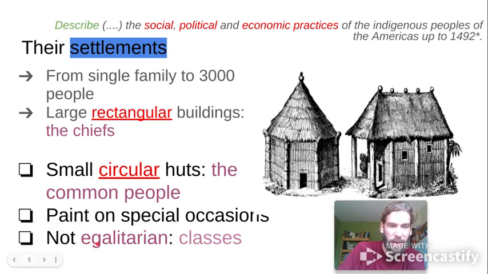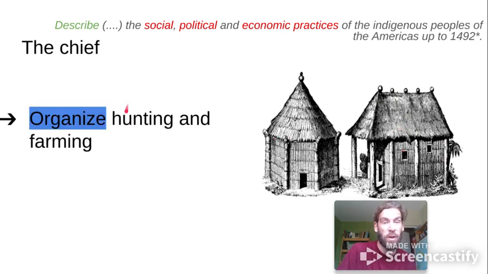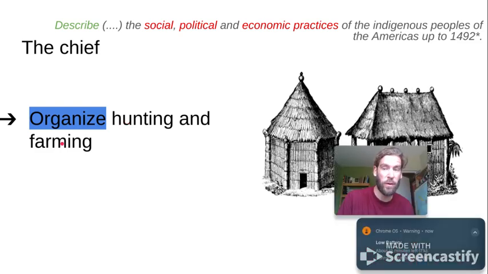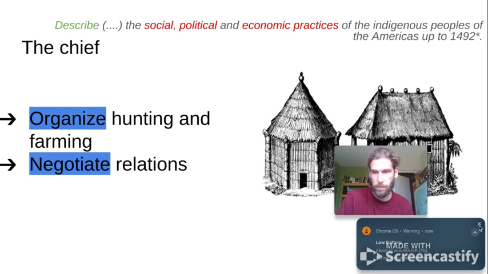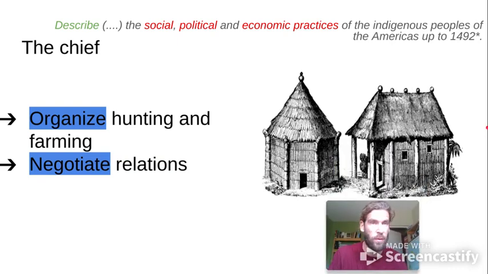Very important concept, egalitarian. It means a society in which everybody has a certain kind of equality. Well, the society of the Taino was not egalitarian. The chief, like I said, lived in this building here. He organized hunting and farming, so it was important to organize stuff in society. He negotiated relationships, for instance, with Taino on other islands, with different specialities and different capabilities. And he negotiated contact with them, for instance, by exchanging gifts.